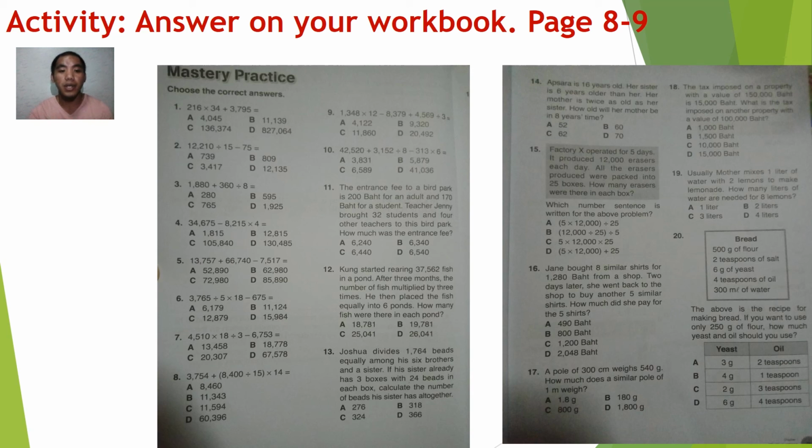Now I would like you to continue answering the mastery practice on your workbook, page 8 to 9. I already showed you how to solve number 1, 2, and 3. So you can now proceed in answering until number 20. Just circle the letter of your answer. No need to show how you solved. Choose the correct answers and then circle its letter.